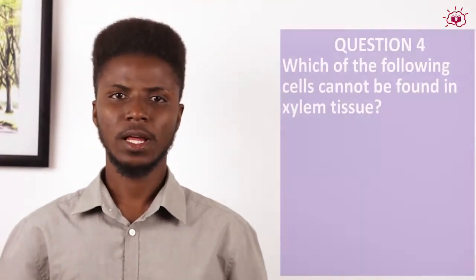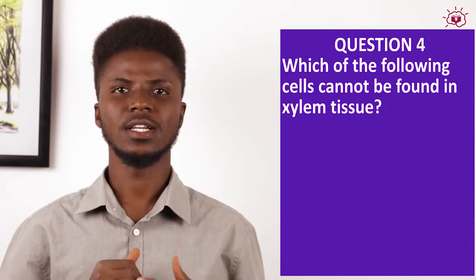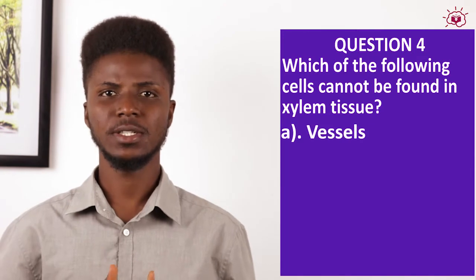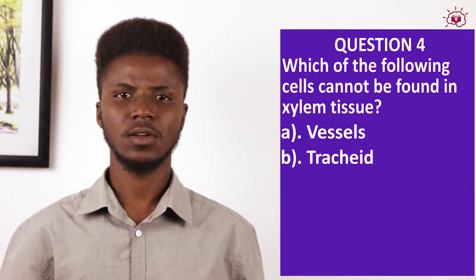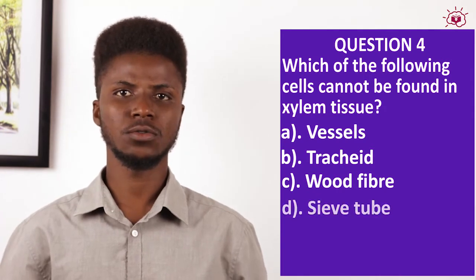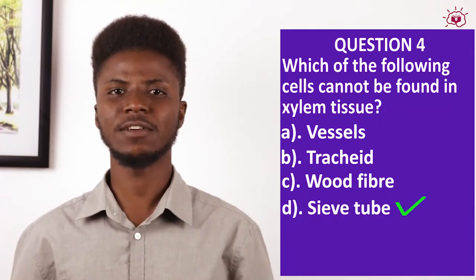Number four, which of the following cells cannot be found in xylem tissue? A, vessels, B, tracheids, C, wood fiber, and D, sieve tubes. The answer is sieve tube. Sieve tubes are found in the phloem tissue.